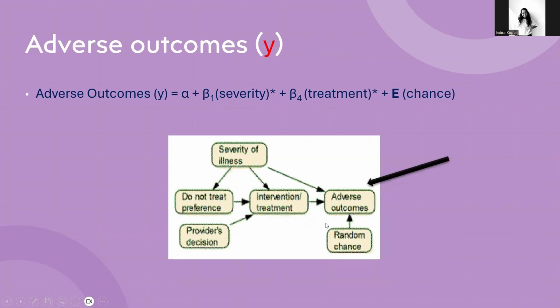Coming to the adverse outcomes, we labeled it as Y. It is the overall outcome. The linear equation goes like this as per the given network. It has three parents: severity of illness, intervention treatment, and random chance. Hence, we write it as alpha plus beta 1 severity, beta 4 treatment or intervention, plus E or random chance. These are the equations we have written for each node in the network.